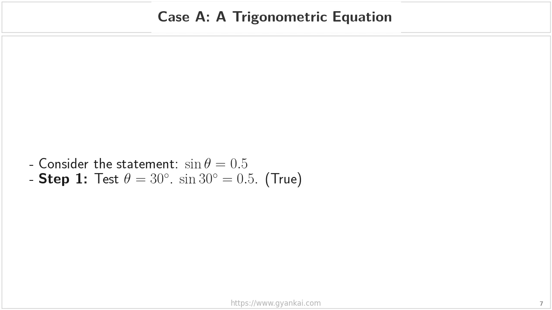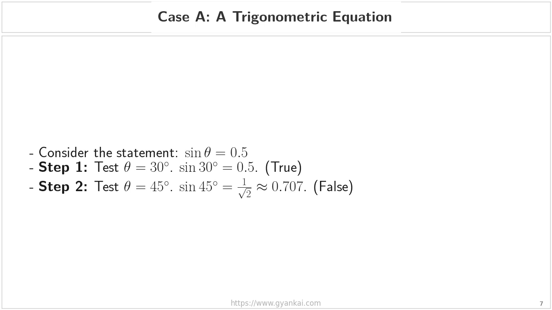To determine if this is an identity, we need to test different values for theta. In step 1, let's test theta equals 30 degrees. When we calculate the sine of 30 degrees, we get 0.5. So, for this specific value, the statement is true. However, we cannot stop there. To be an identity, it must work for every angle.